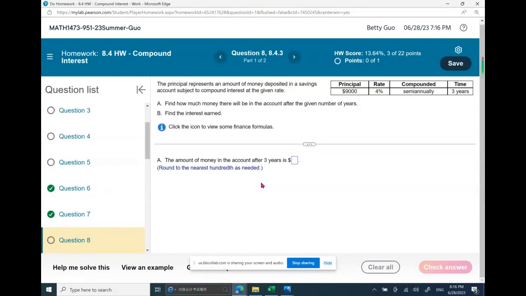We need to answer the following two parts. First part, the amount of money in the account after 3 years is the amount of money in the account in the future. That is A, okay? That is A. So let me get my table note.